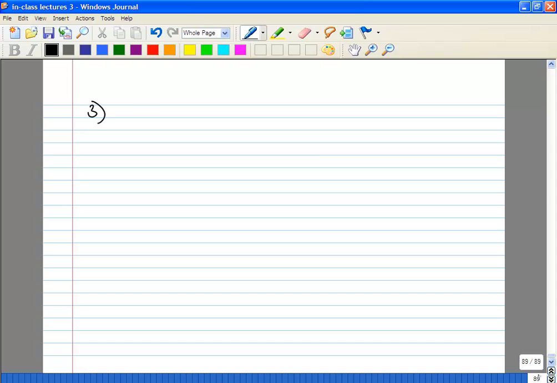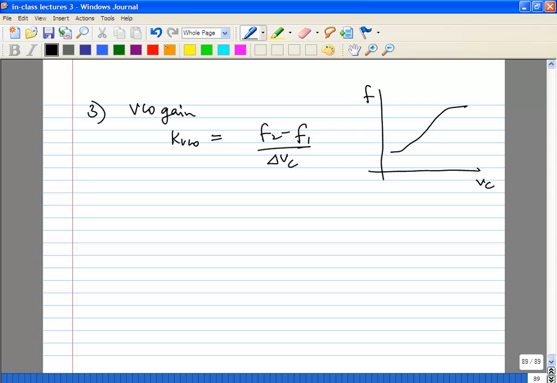What else do we have? VCO gain. It's usually represented by K_VCO. So it's nothing but the slope of your frequency versus control voltage curve. Okay, it's usually represented in megahertz per volt. Is that clear?